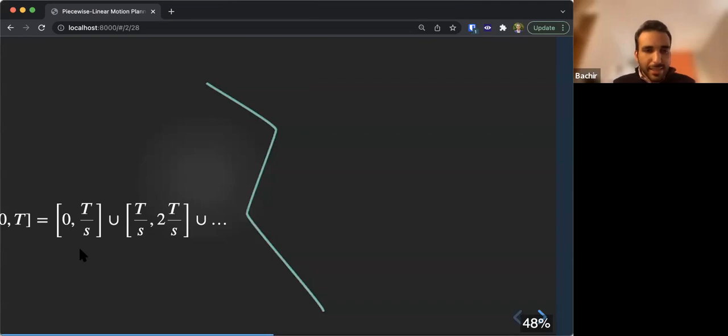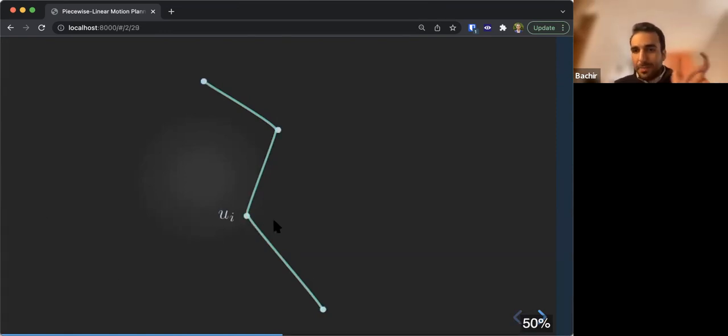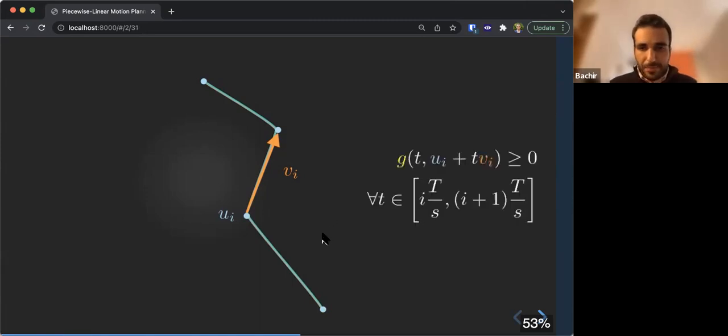More precisely, you have your interval of time 0 to capital T, and you divide it into S pieces of equal length. When you are in piece number i, you start from some vector ui, and then you move with constant velocity vi. So in piece number i, I am at ui, I look at the vector vi and I move along the direction vi with constant velocity until I reach ui plus 1, and then I follow vi plus 1, etc. You get the idea.